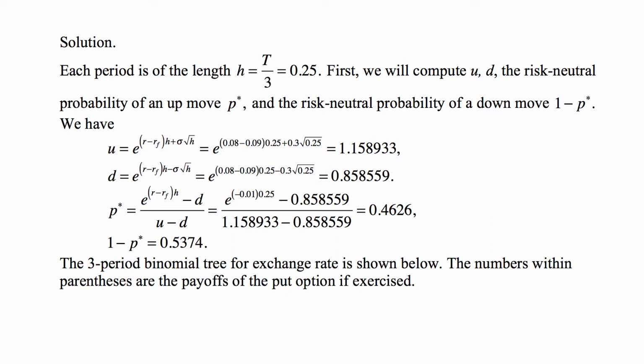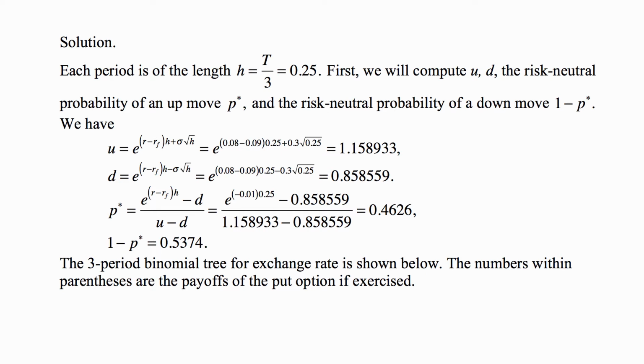We need the risk-neutral probability of an up move, P star, and of a down move, 1 minus P star. U is equal to e to the (R minus RF) H plus sigma square root of H. H is the length of the period of time, sigma is the volatility, R is the risk-free interest rate on the domestic currency, and RF is the interest rate on the foreign currency, which is treated like a stock that pays a continuous dividend at the rate RF. We plug in all the numbers and U is about 1.158933. D is the same expression but minus sigma square root of H, which is approximately 0.858559, good enough for the purposes of this problem.